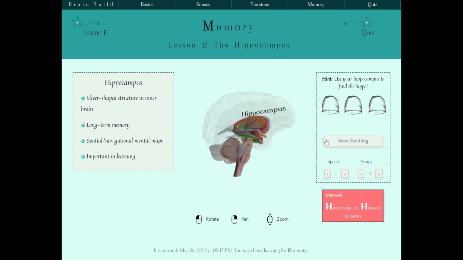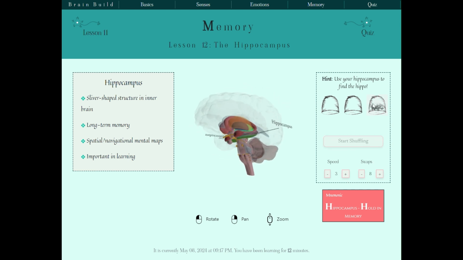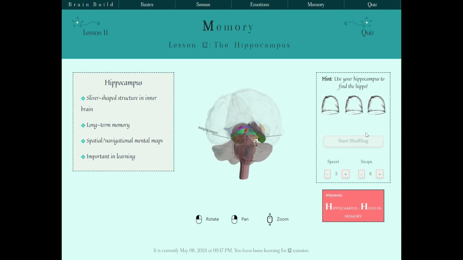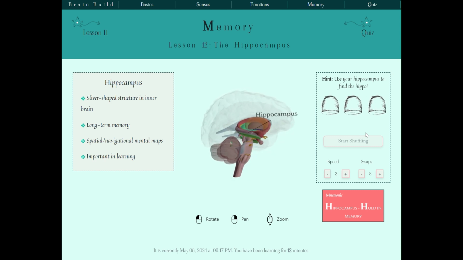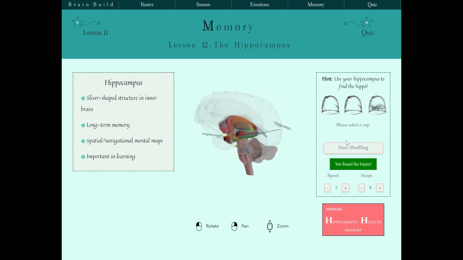There's the hippocampus. Ooh, what's this? Swaps. Okay, let's start. Oh, there's a little hippo. Okay, let's go. Is this it? Ooh, I found it.